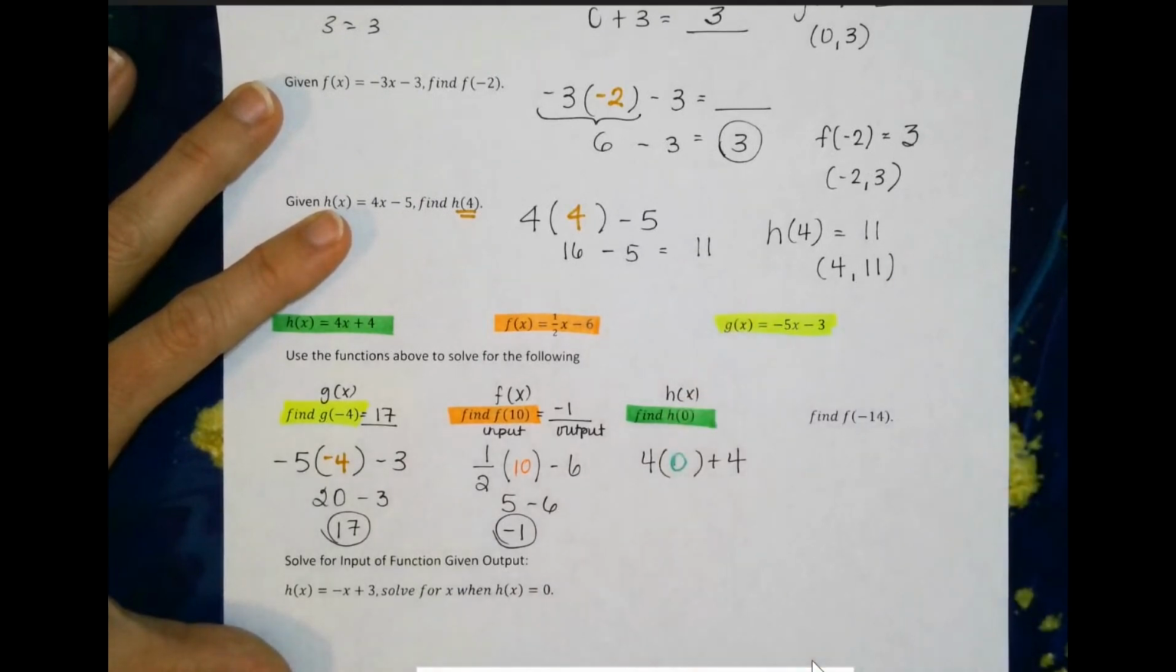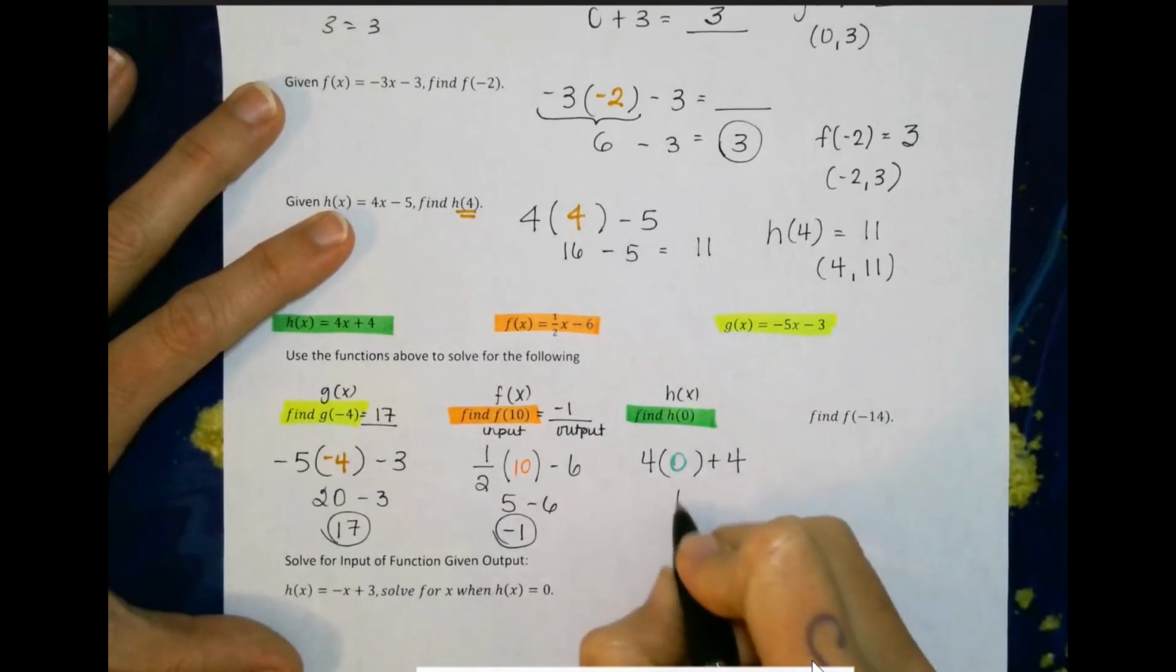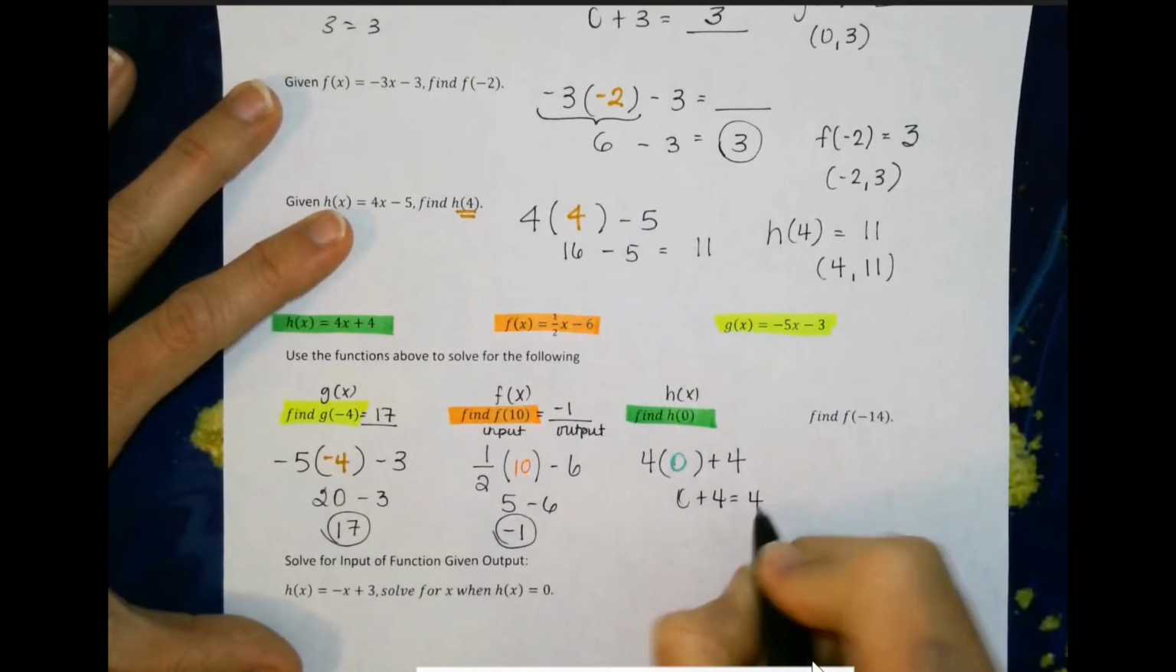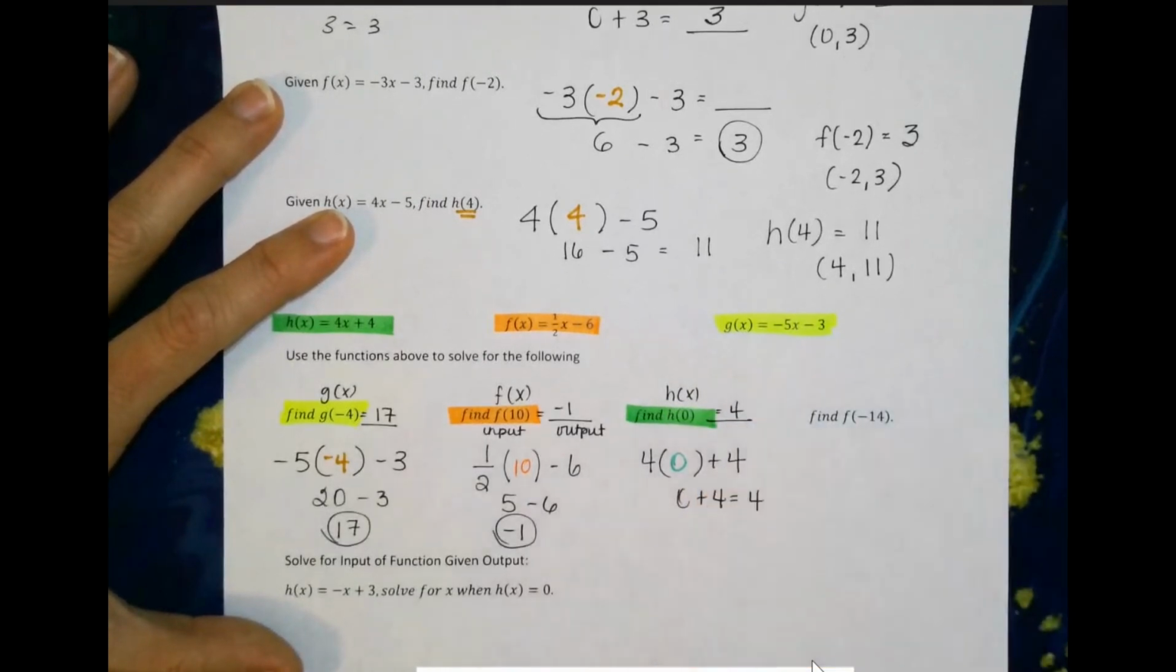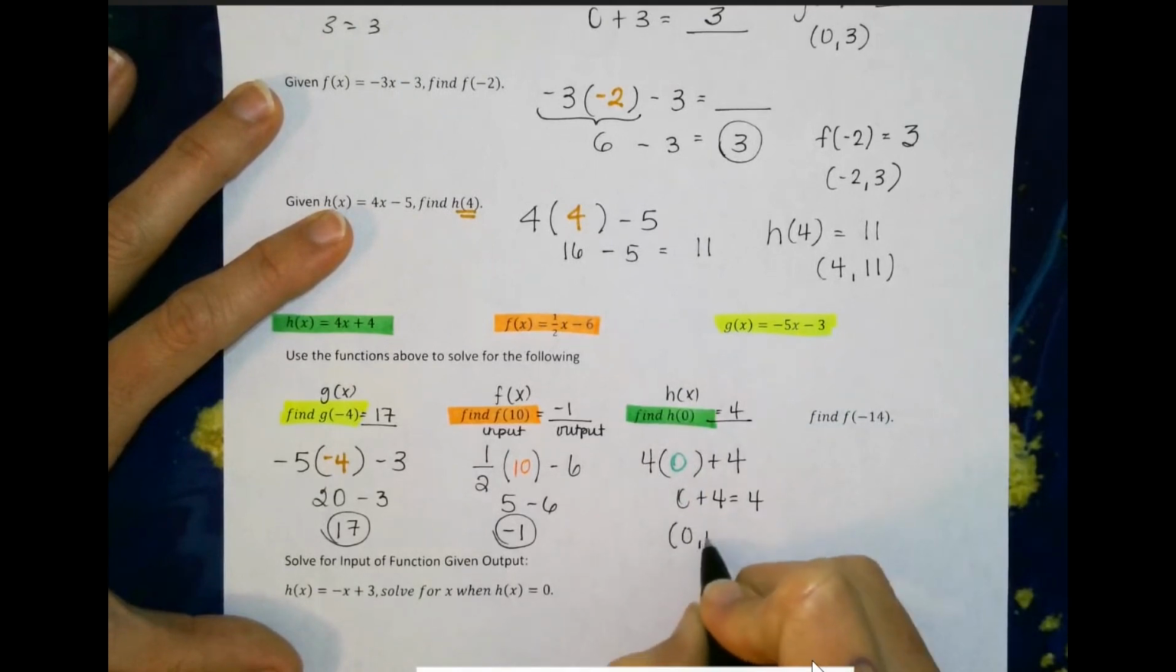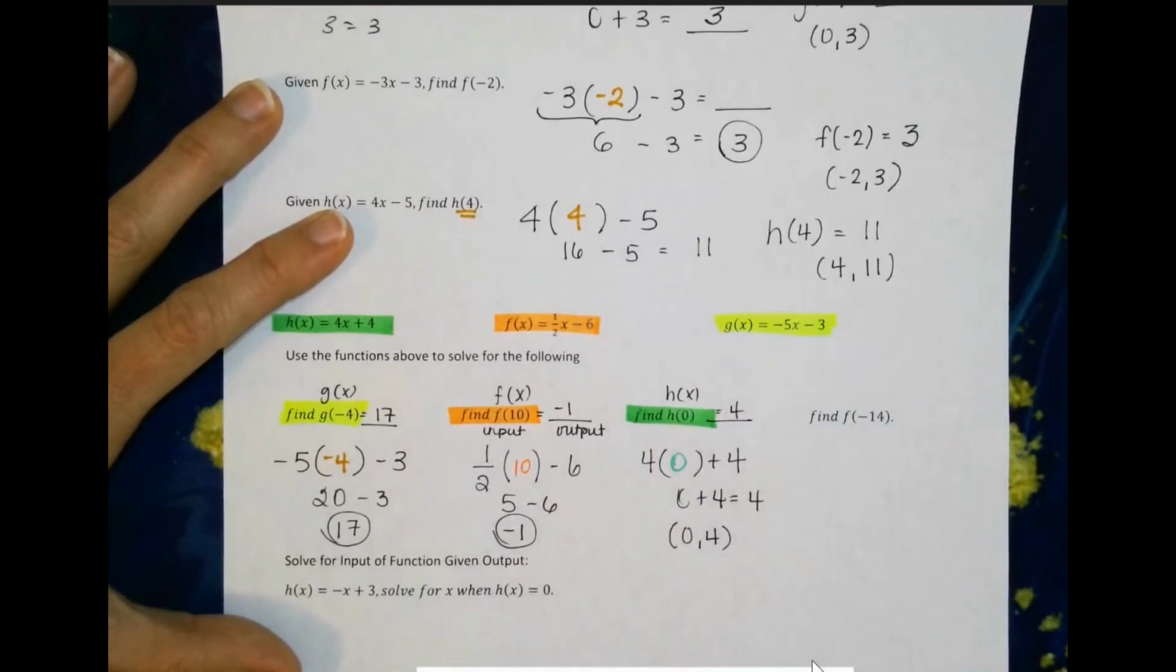When x is 0, what is y? 4 times 0 is going to give us 0. We're going to add 4 to it. So our output is going to be 4. Again, as a coordinate, that's 0, 4. Because when x is 0 in Harry's function, y is going to be 4.